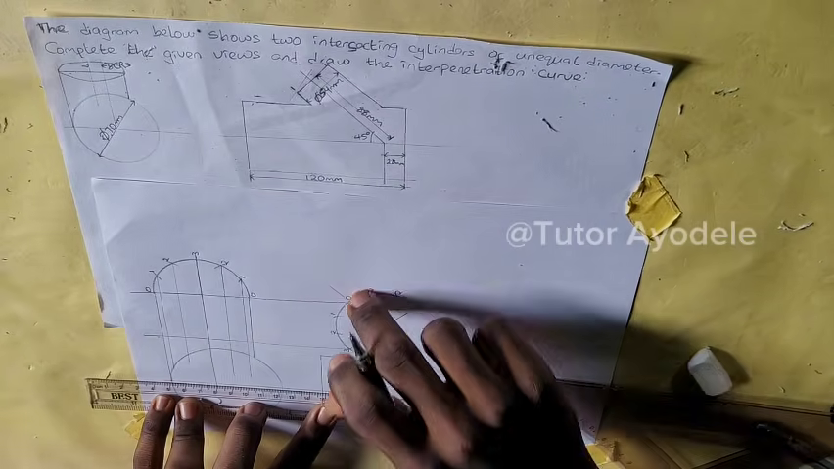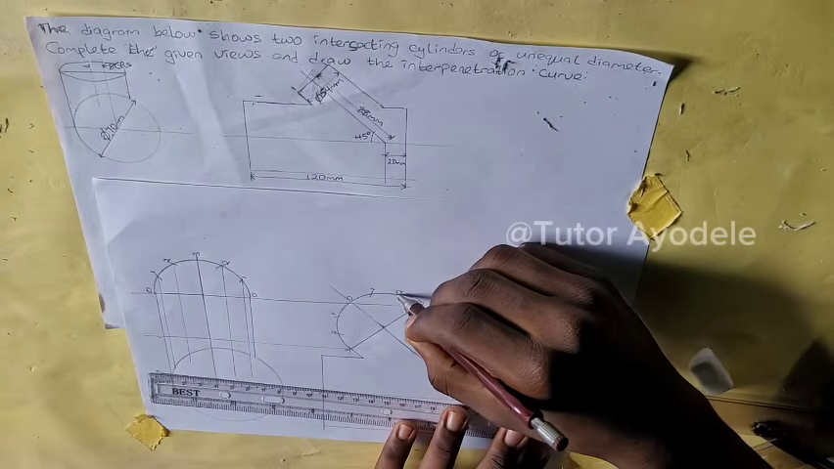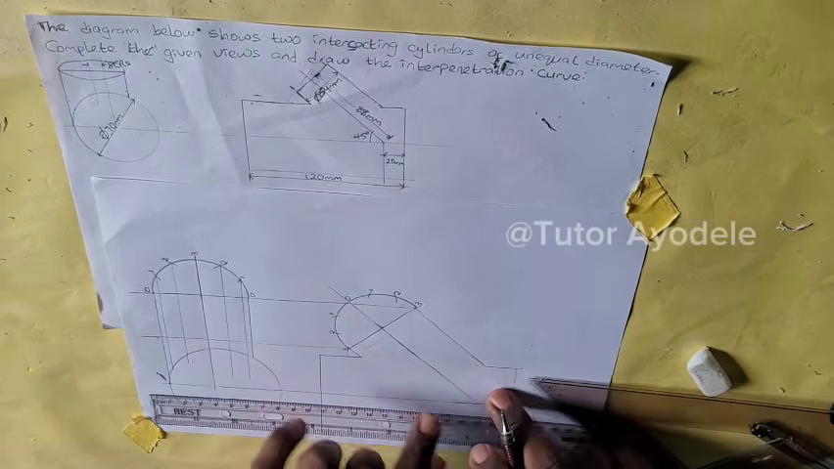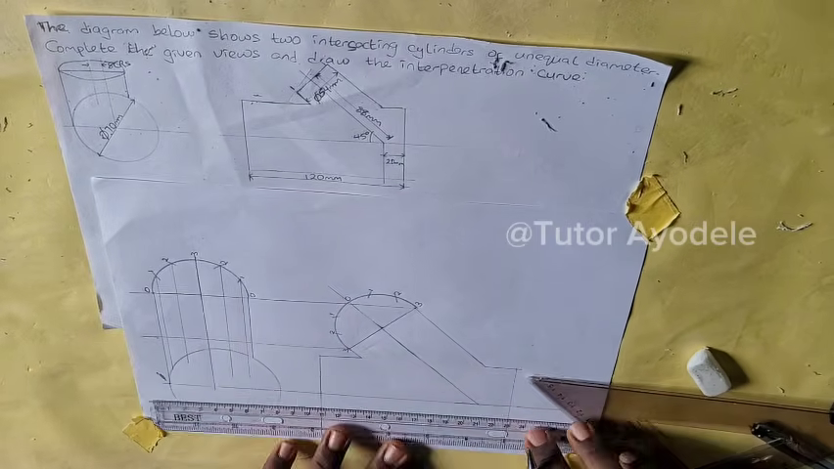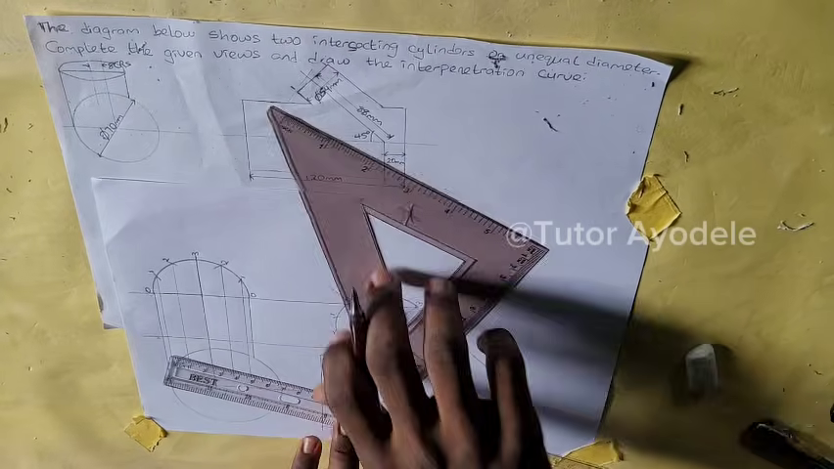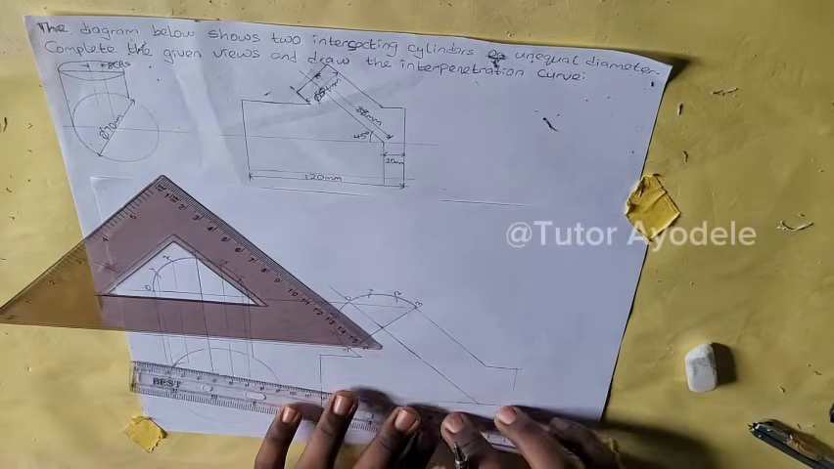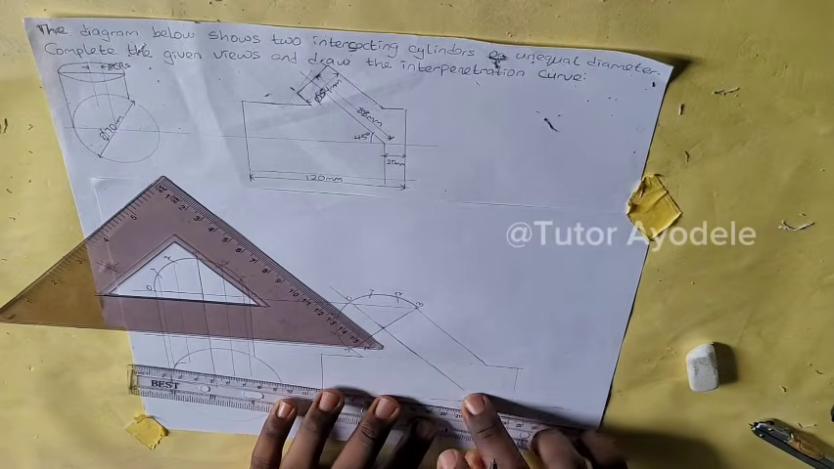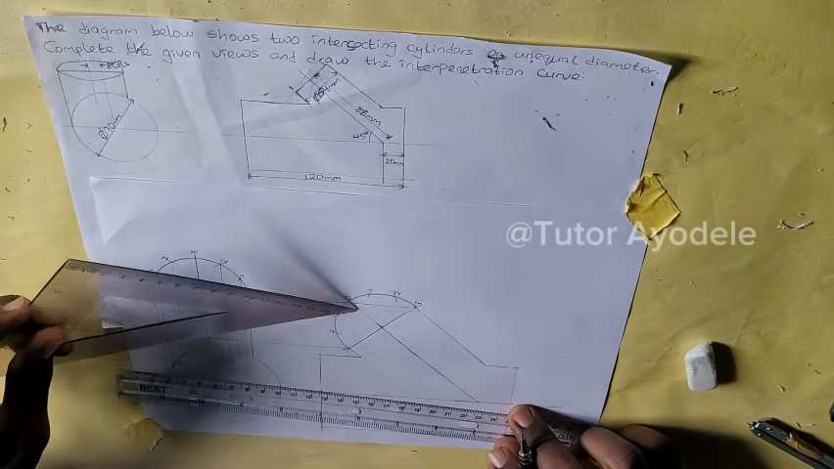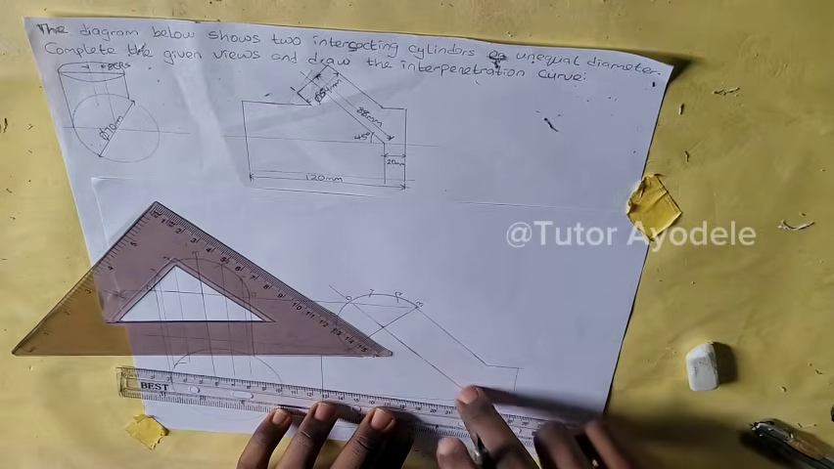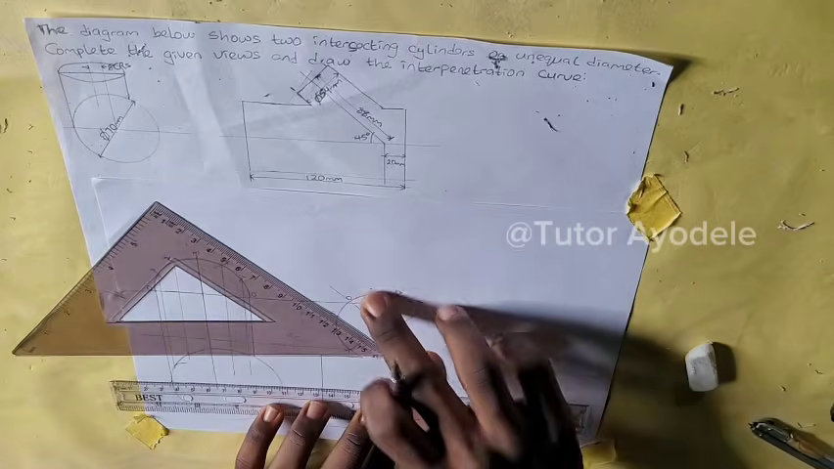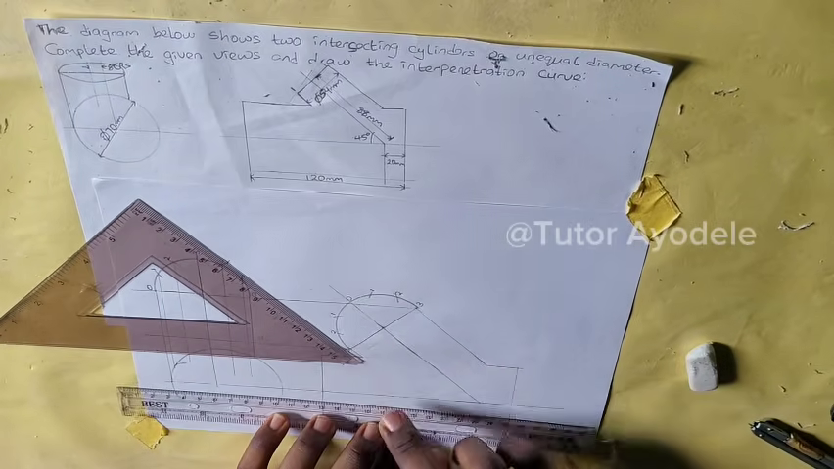I'm going to do the same for this side. I'm going to draw all these lines downwards like this so that they will come inside here. So using my 45-degree set square, because this line is at 45 degrees to this line, every line here I'm going to draw will be at 45 degrees to this line.